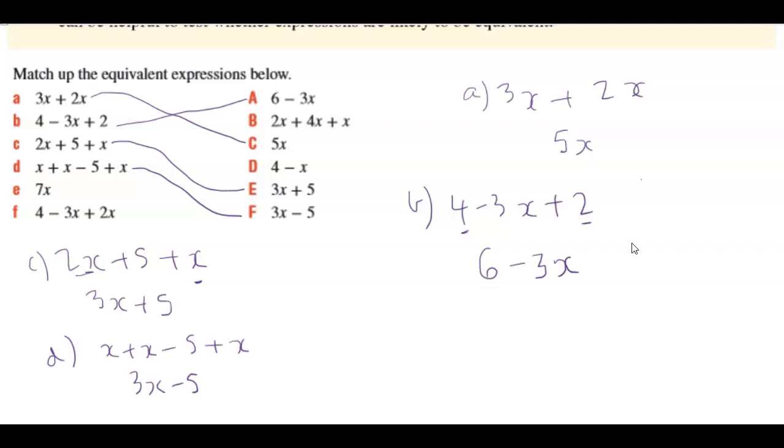Okay, 7x. Just trying to see. 7x is a little bit different because it's kind of working backwards. We don't need to simplify it. It's already been simplified to get 7x. But we've got two options here, B and D. If we look at B, how many x's do I have? They're all like terms because they all contain x. So 2x plus 4x is 6x plus x. So that gives us 7x. There we go. And then obviously this last one is going to be 4 minus x. When you think about it, we've got negative 3x plus 2x. So 4 minus x. And there it is.